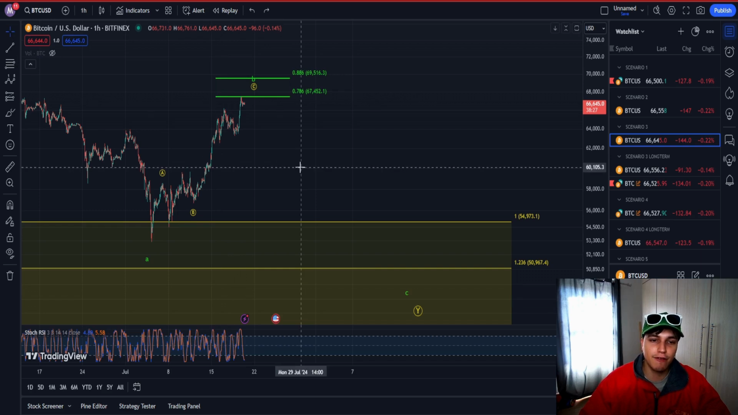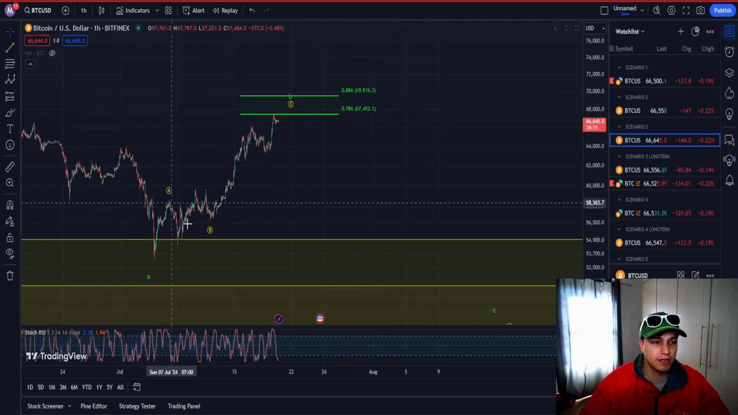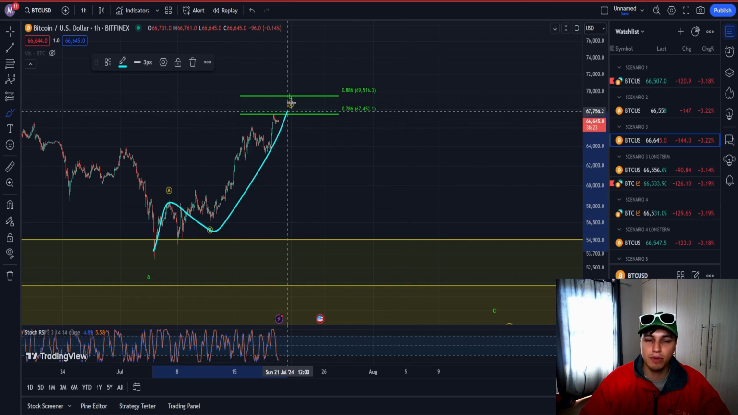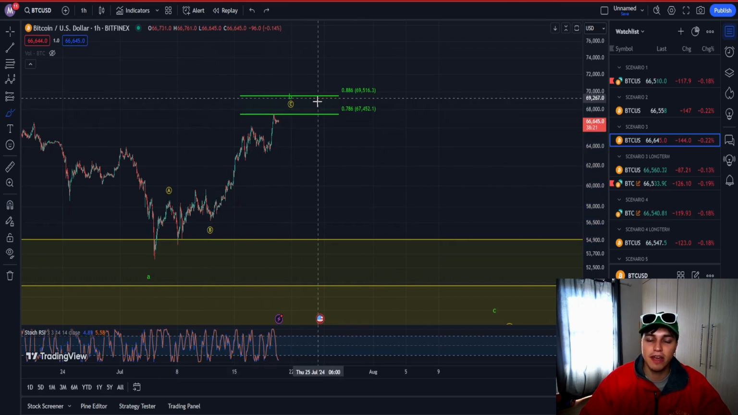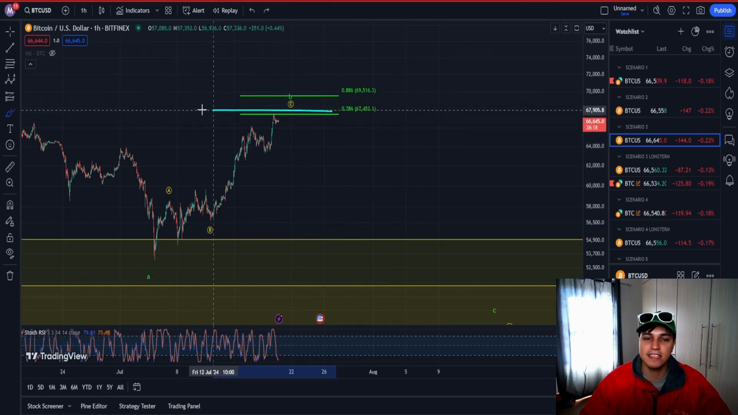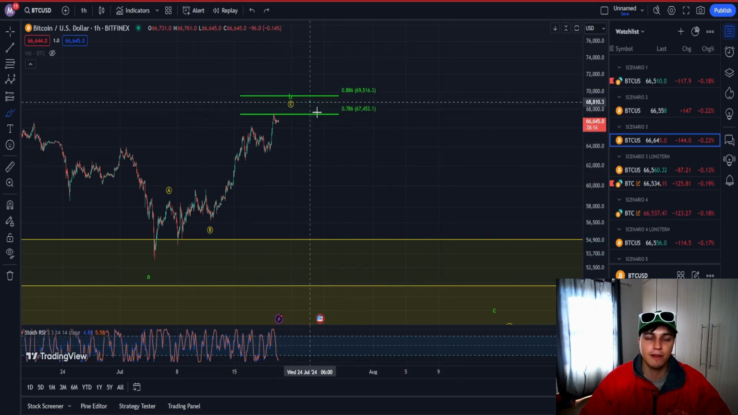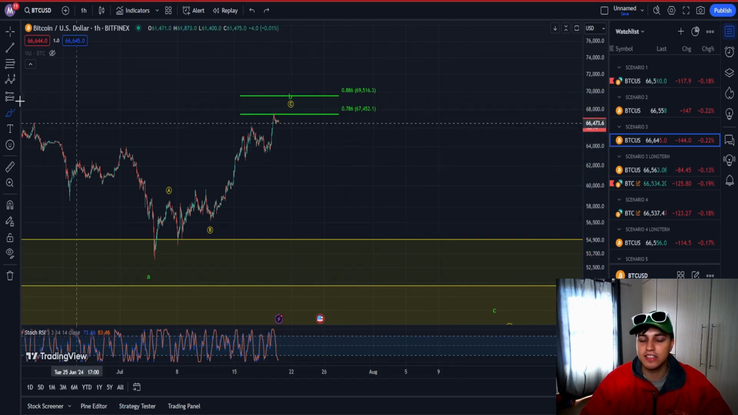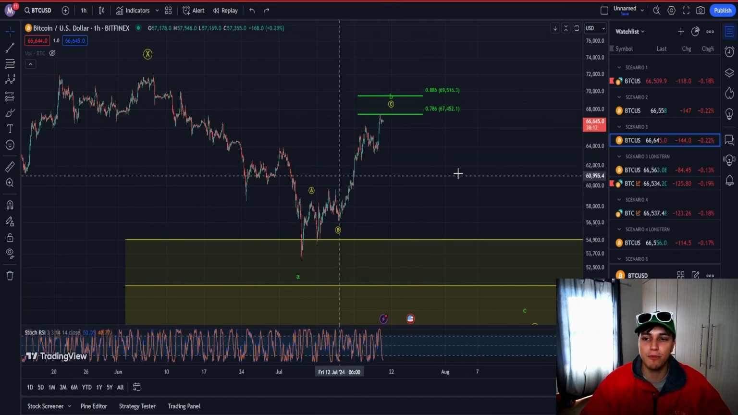Inside this B wave, we have an ABC move: an A wave up, B wave down, and an extended C wave. So let's see if price ends up hitting these target ranges and flips bearish again. This is not the main scenario at the moment for me.